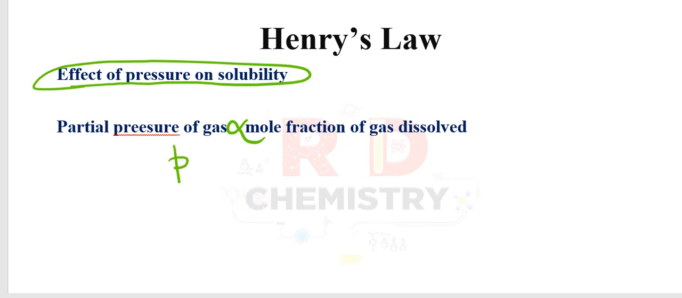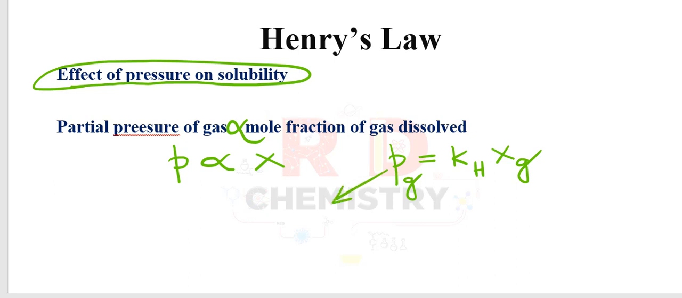Partial pressure of the gas is directly proportional to the mole fraction X of the gas dissolved in the liquid, any solvent. So partial pressure is equal to one constant Kh into the mole fraction of the gas. The partial pressure of the gas is equal to Kh, Henry's constant, into the mole fraction of the gas in the liquid. What is the partial pressure?